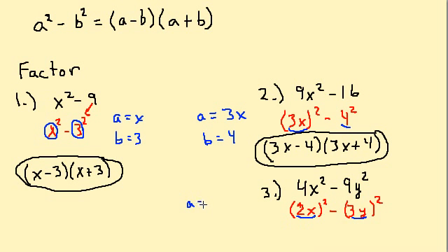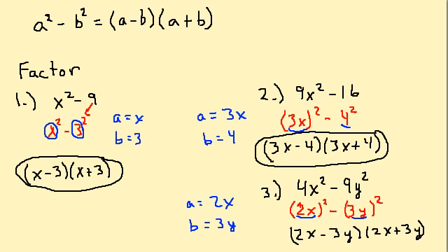a is equal to 2x, b is equal to 3y. So plugging these values into my formula, I get 2x minus 3y times 2x plus 3y. And here's my final answer.